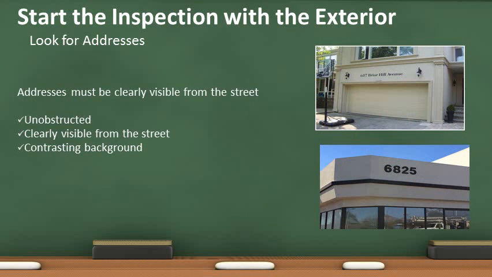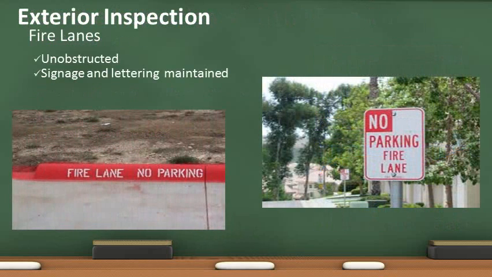Let's start the inspection. The address must be clearly visible from the street on a contrasting background and not obstructed. Fire lanes shall be kept clear at all times. The markings need to be easily identified. Fire lanes are required to be stenciled every 30 feet or have signs every 100 feet facing traffic.